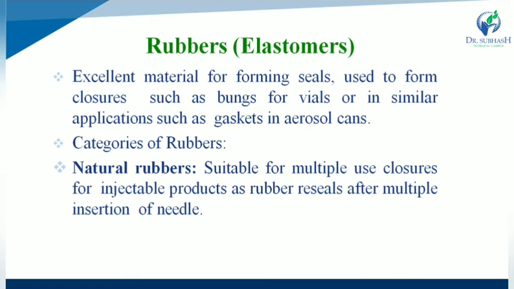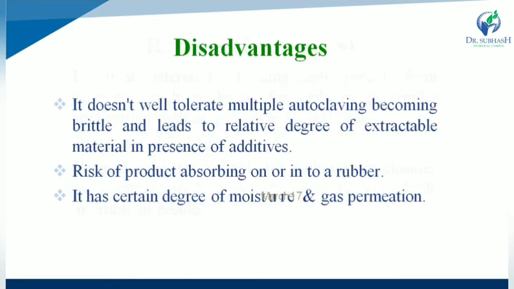Categories of rubbers. Rubbers are most widely divided into two types. First one is natural rubbers. Second one is synthetic rubbers. What are natural rubbers? They are suitable for multiple use closures for injectable products, as the rubber reseals after multiple insertions of a needle. So natural rubber is most widely useful for multiple use closures, particularly for injectable products, because the rubber reseals after multiple insertions of a needle.